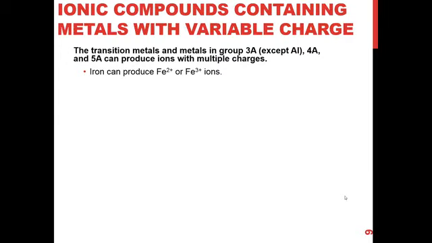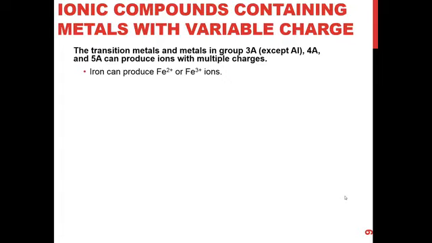Now, if all of our compounds contained ions from the representative or main group elements, our discussion of naming binary ionic compounds would be over. Unfortunately, some ionic compounds contain metals with more than one charge. These are metals that are not from main group elements, typically referred to as transition metals. Transition metals and metals from group 3A, except aluminum, 4A, and 5A, can produce ions with multiple charges.